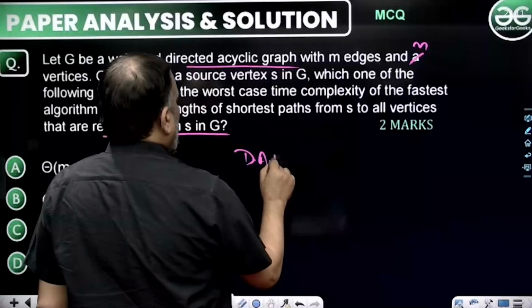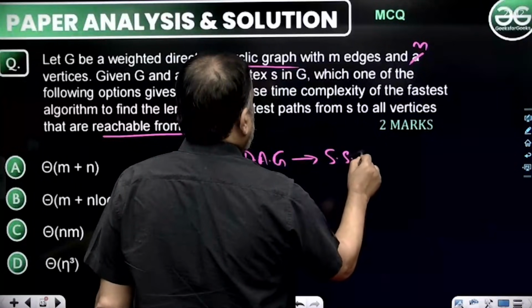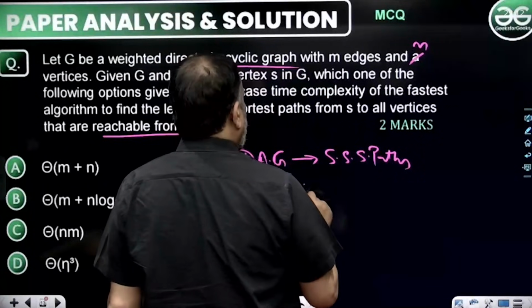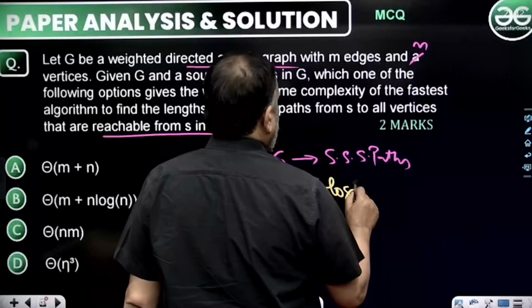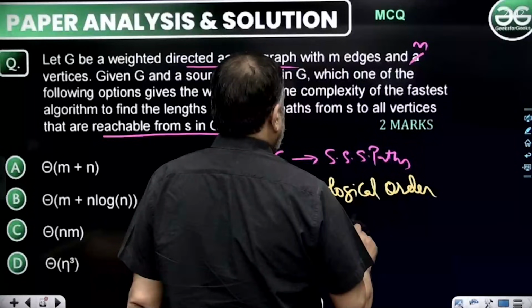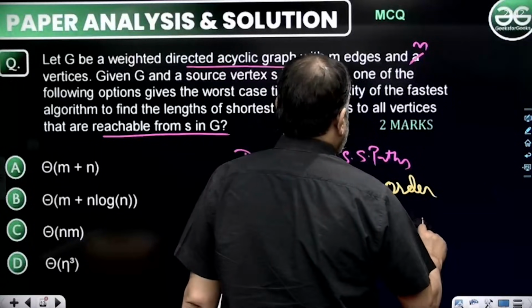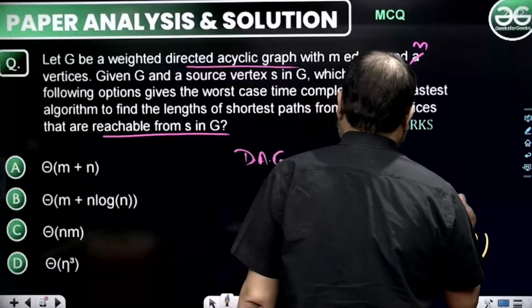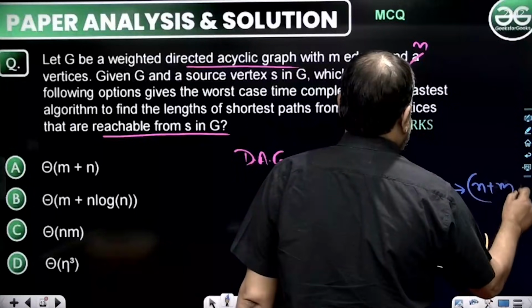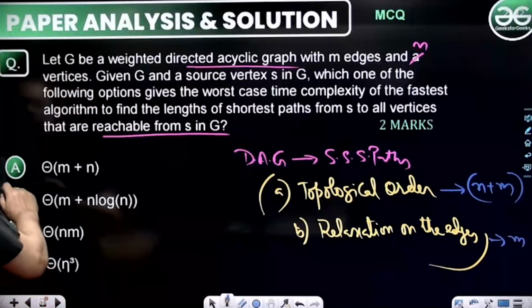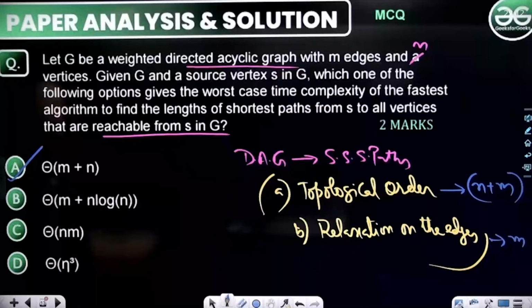It's a DAG, and we are working on the problem of single source shortest paths. The algorithm for this is a two-step algorithm. You have to find a topological order, and then you have to carry out the relaxation process on the edges. The time complexity of topological order is n plus m, and this is order of m. So adding these two together, the fastest algorithm will be theta of n plus m. So that's the answer. Very simple question. Okay. Next.